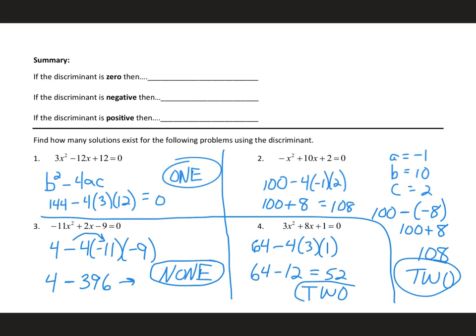That's a positive number. Okay, so that's just b squared minus 4ac, working with the discriminant. We'll plug that into the quadratic formula next time. See ya.